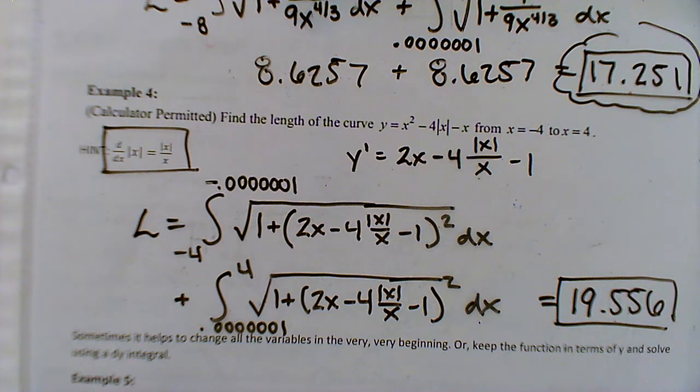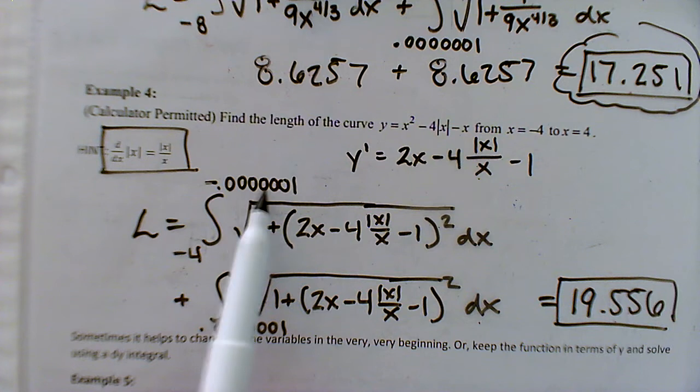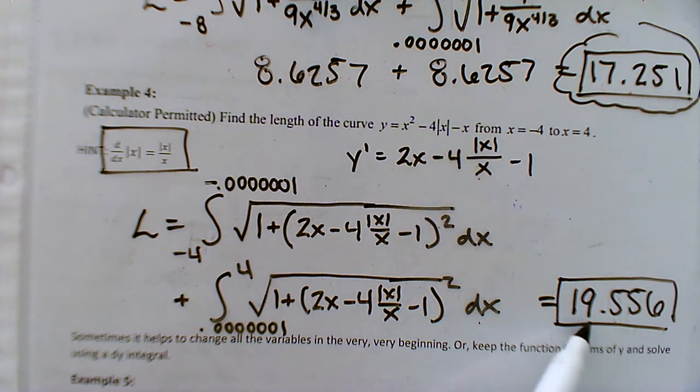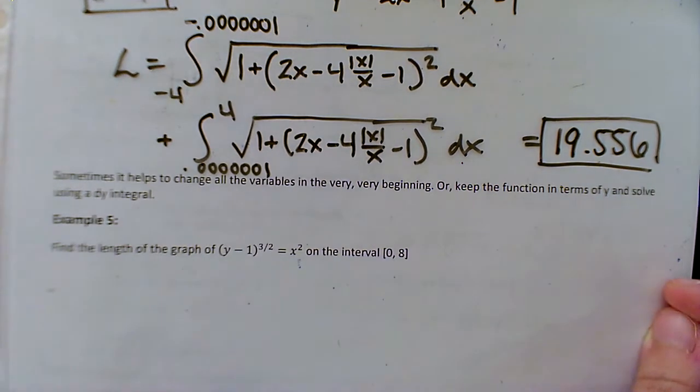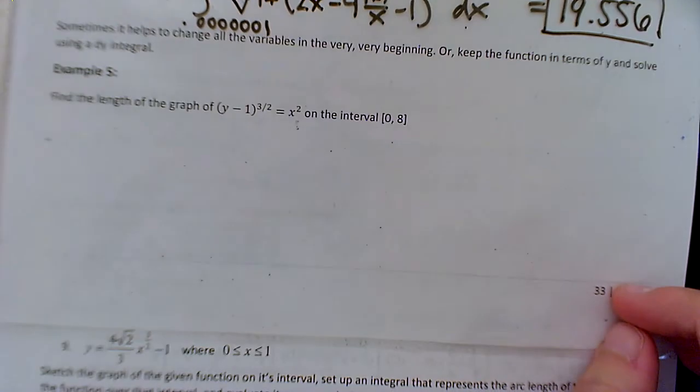Is the calculator being friendly to us today? Maybe. Okay, so we could be more accurate. We would have to test if we could get closer to 0 with more zeros in those bounds, but it's going to be roughly around 19.556. Checking out? Good. All right.